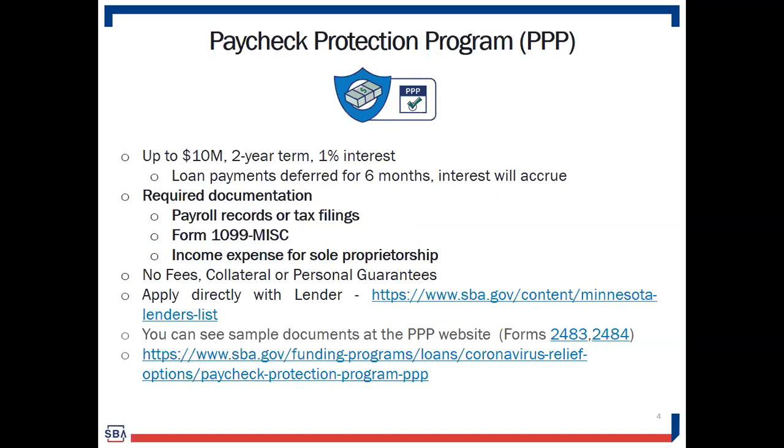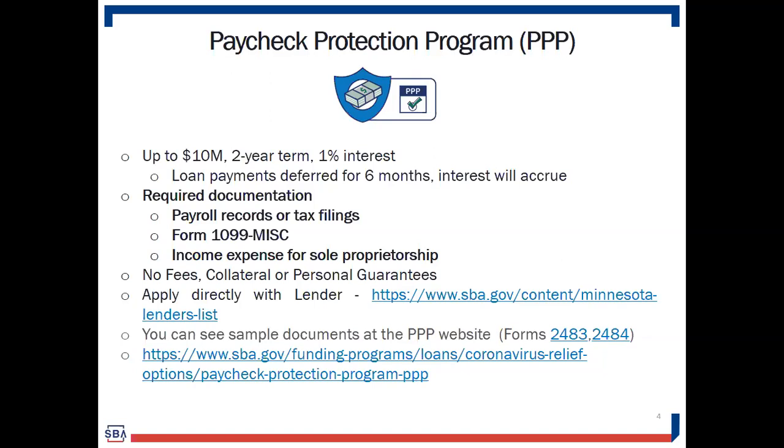So if the loan isn't forgiven, or if portions of it are not forgiven, well, first of all, you can get a loan amount of up to $10 million. Any of the non-forgiven portion is going to be set for 2 years at a 1% interest rate, with the loan payments being deferred for the first 6 months, during which time they will continue to accrue interest.